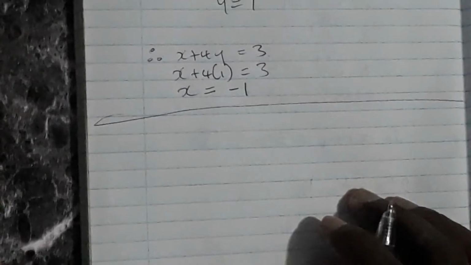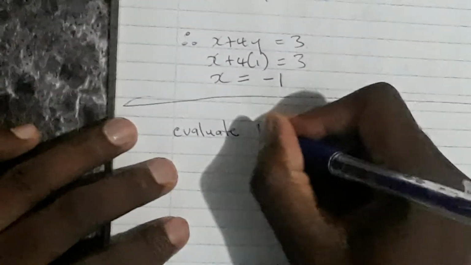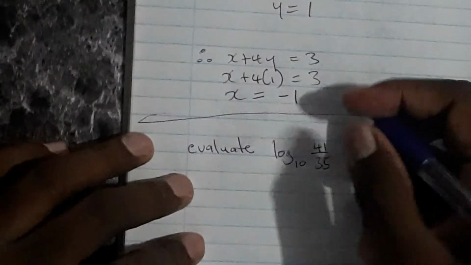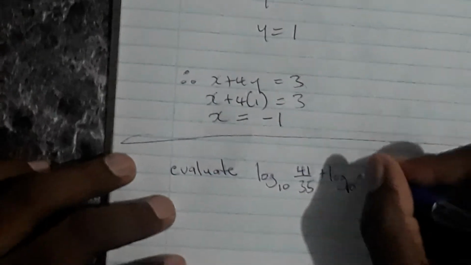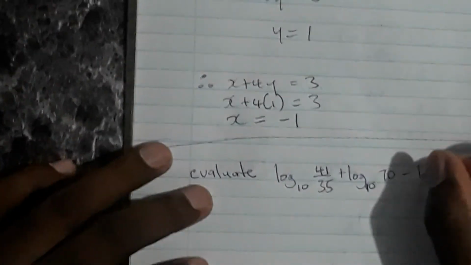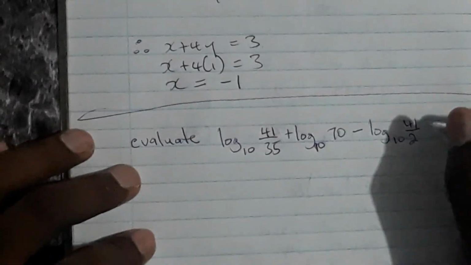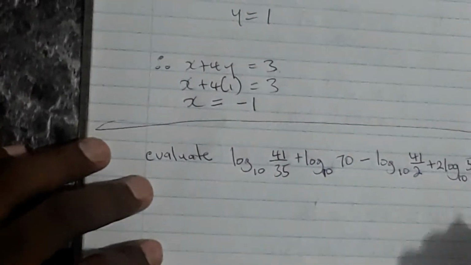Our first logarithm question states: without using a calculator, evaluate log to the base 10 of 4 1/35 plus log to the base 10 of 70 minus log to the base 10 of 4 1/2 plus 2 log to the base 10 of 5.